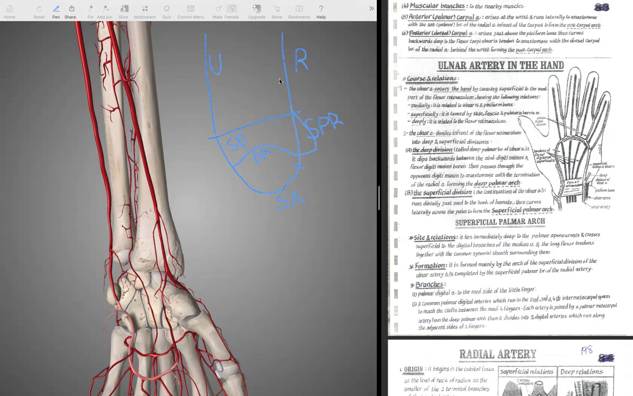Now, the deep palmar arch comes mainly from the radial artery. The radial artery comes like this, goes behind the thumb, then becomes the deep palmar arch. And then the deep palmar arch joins this spot where the superficial division of the ulnar artery is in the superficial arterial arch. That's it.